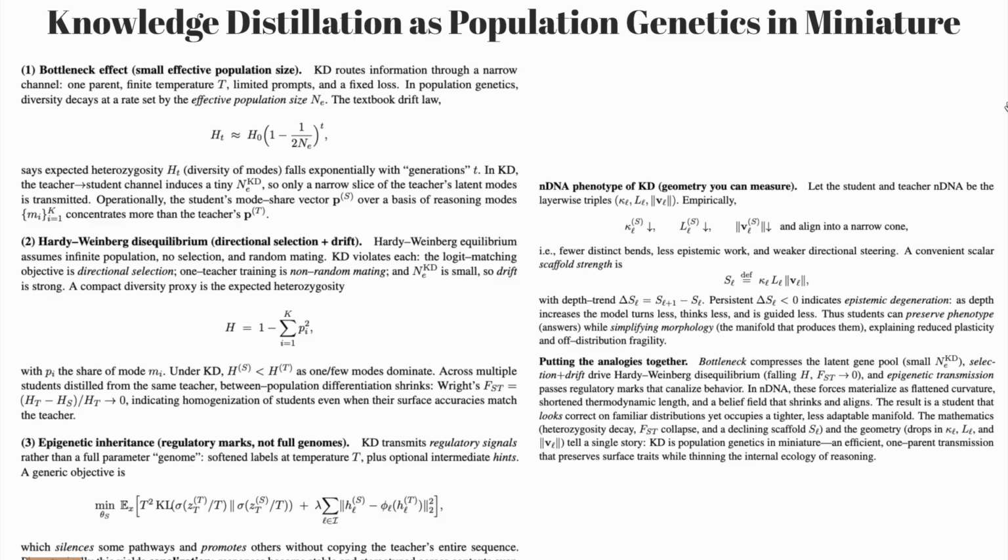Next comes Hardy-Weinberg disequilibrium. The usual assumptions, large population, no selection, random mating, are all broken. The loss pushes the student in one direction, that's directional selection to match logits. The small channel introduces drift, and together they reduce diversity. A simple way to say this is with expected heterozygosity. H equals 1 minus the sum of each mode's share squared. Under distillation, H falls as a few modes dominate.